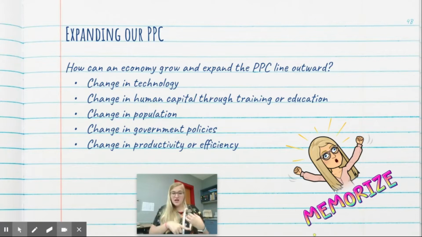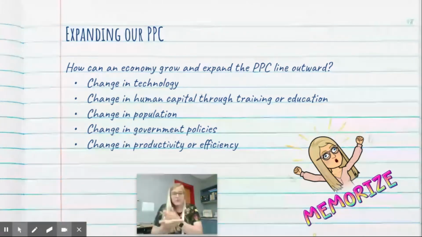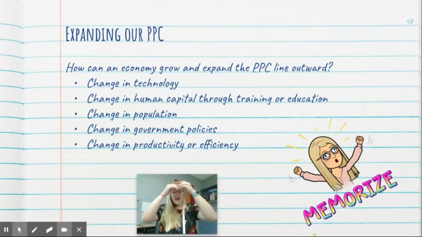A change in technology. Why does technology change things? Because we can make more stuff, right? If we have an assembly line and we have a robot that makes things on the assembly line faster, then all of a sudden we're making more stuff. Our economy grows.